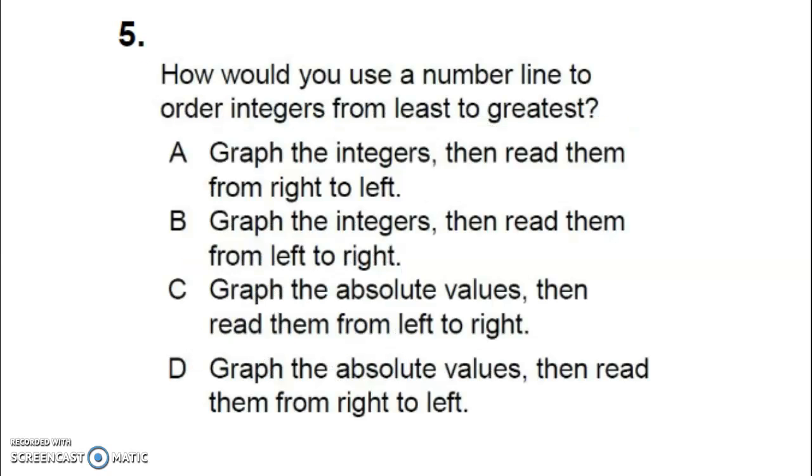Number 5. How would you use a number line to order integers from least to greatest? A. Graph the integers, then read them from right to left. B. Graph the integers, then read them from left to right. C. Graph the absolute values, then read them from left to right. D. Graph the absolute values, then read them from right to left.